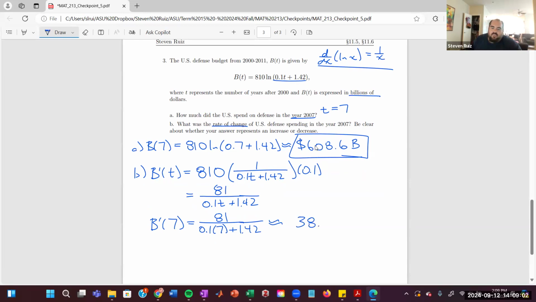But again, let's ask ourselves what units make sense here. So 38.2 what? This is a rate of change. So what is B measured in? B is measured in billions of dollars. But B prime gives me the rate of change of B with respect to T. What's T measured in? That is measured in years. So in the year 2007, our defense spending is increasing by about $38.2 billion per year. All right, that's all for checkpoint number 5.